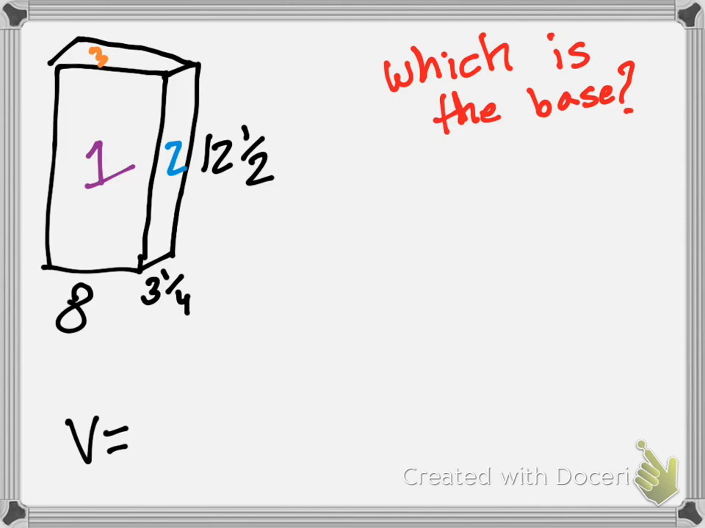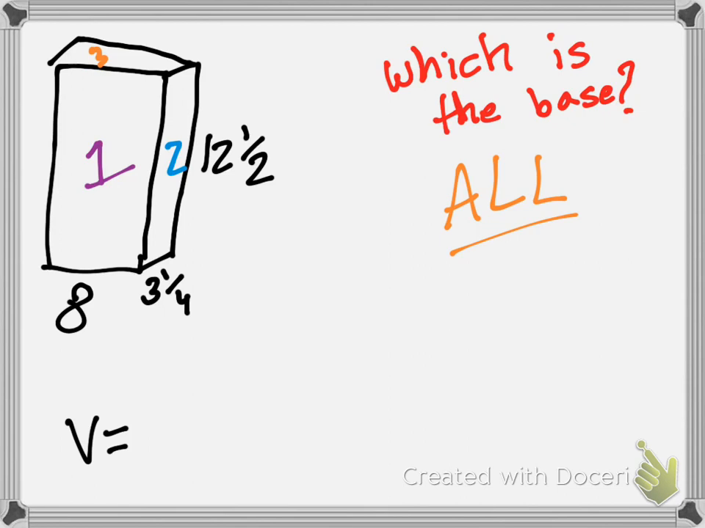As soon as you tilt it, any of them can be the bases. Because as soon as you put it on its side, it's now got a different base. As soon as you put it there, it's got a different base. So all that matters is that when you pick a base, you stick to that and then multiply by the height. Do not mess that up.